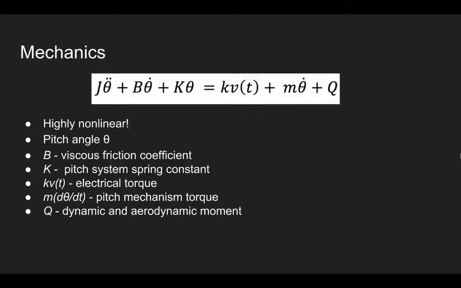The left side of this equation represents the dynamic terms, and the right side is all the disturbances and inputs. Kv as a function of t is the electrical torque input, m theta dot is a torque due to the pitch mechanism, and q is the resultant moment due to dynamic and aerodynamic forces.